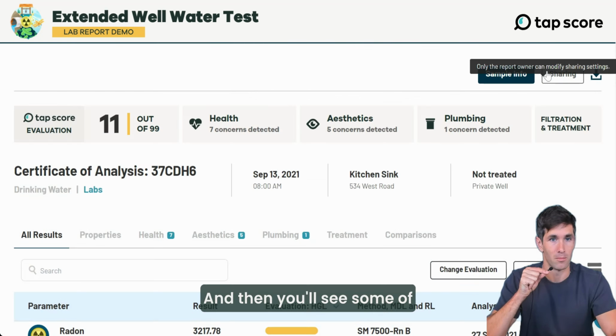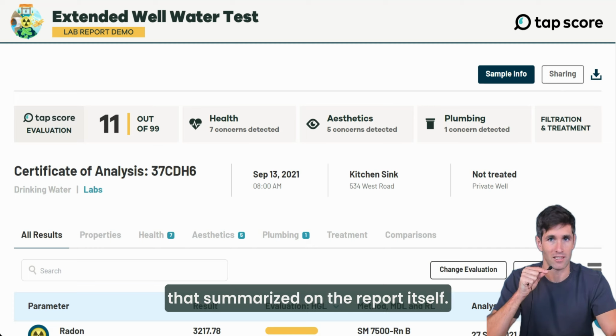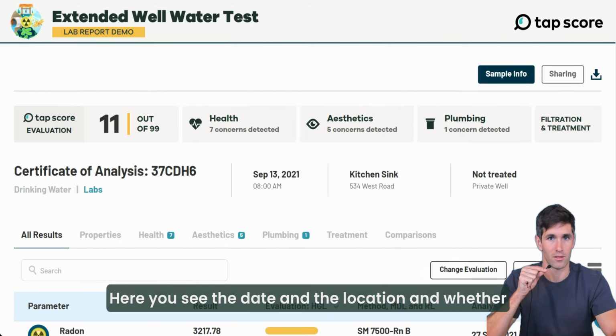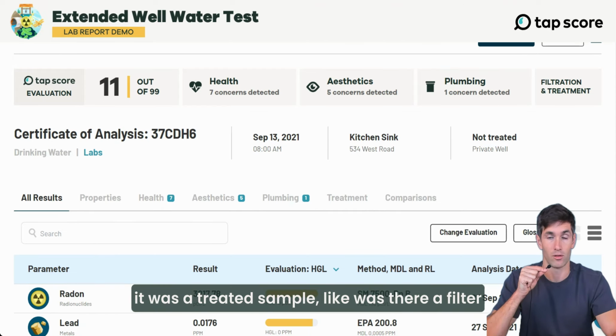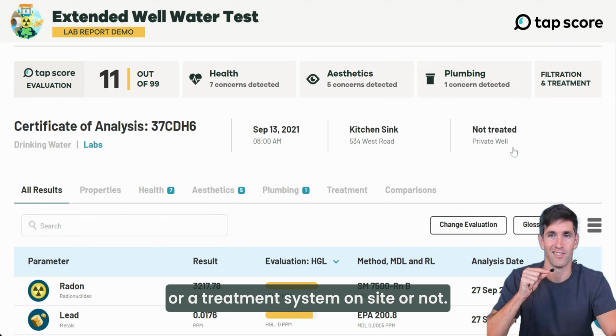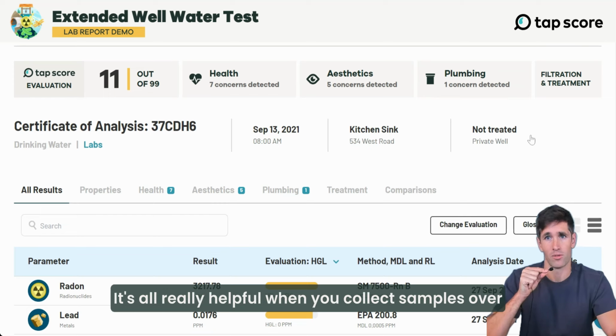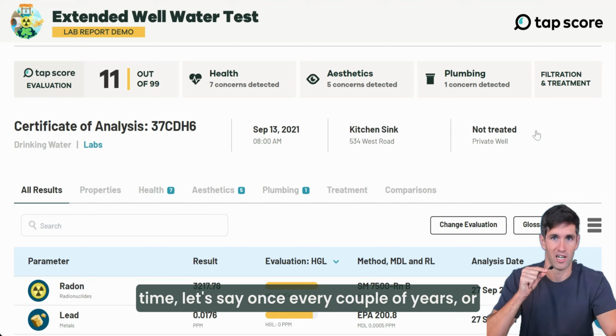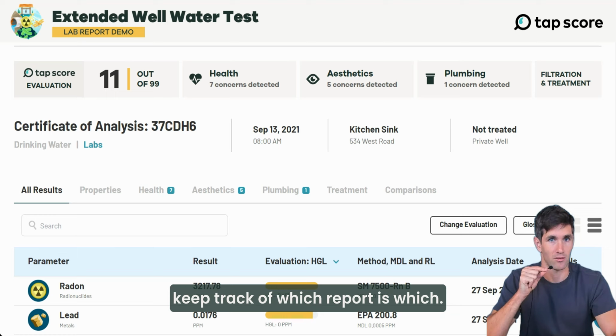And then you'll see some of that summarized on the report itself. So here you see the date and the location and whether it was a treated sample, like was there a filter or a treatment system on site or not. It's all really helpful when you collect samples over time, let's say once every couple of years, or if you have different properties and you're trying to keep track of which report is which.